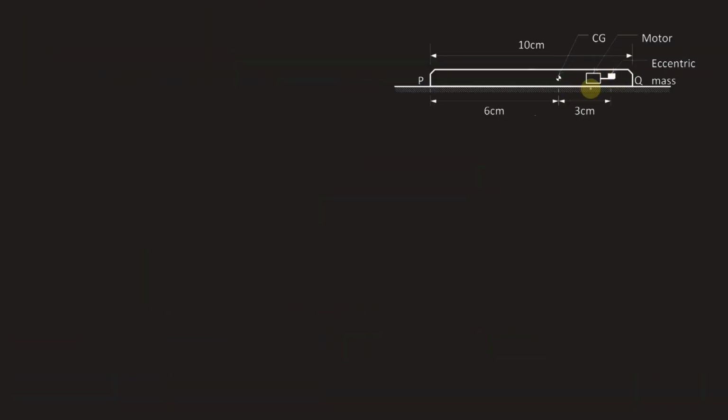Now, due to the rotation of the motor, the eccentric mass will experience a centrifugal force, which can be given as the force experienced by the eccentric mass. This can be given as the mass of the eccentric mass into the distance of this mass from the motor, which is nothing but the eccentricity of the mass, given as r, into the angular velocity of the motor whole square.